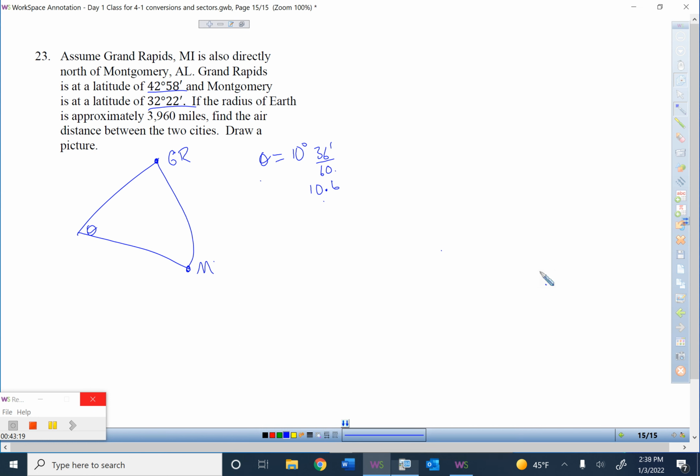So now that that's there, we're filling out our formula. 2 pi r times theta over 360 because it was degrees. 2 pi times our radius was 3960. And we decided that was 10.6 over 360. And you're going to throw that whole thing in your calculator. When you do, we're going to round to a whole number, which looks like 733 miles.